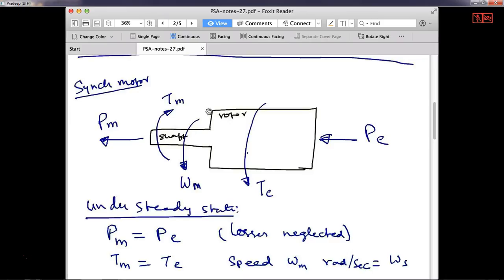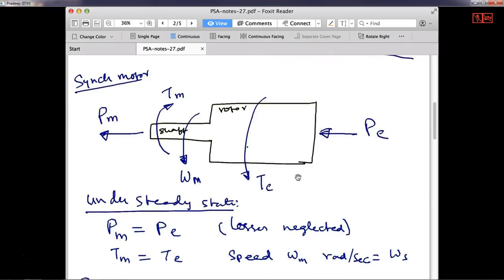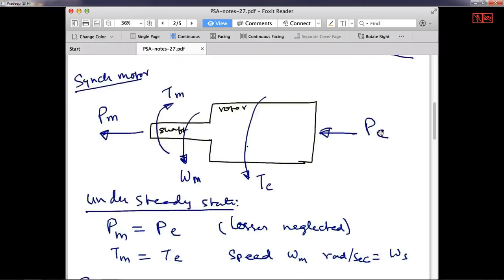So in a synchronous motor, the speed of rotation and the electrical torque are both in the same direction. Now under steady state conditions, P equal to Pm. So the net power entering the rotor will be equal to the net power leaving the rotor, not considering losses. Therefore, the omega m will be maintained constant.